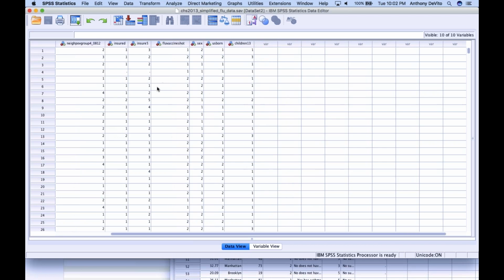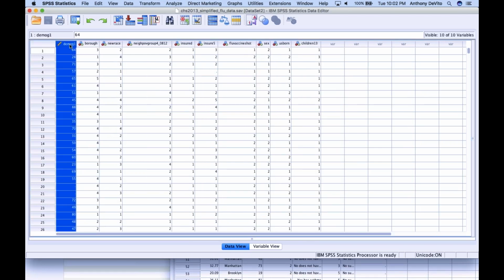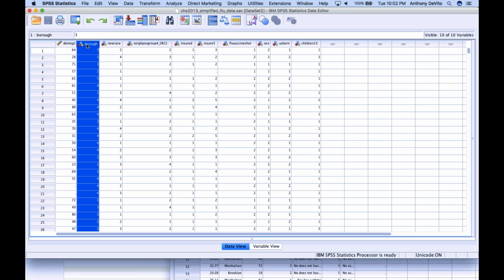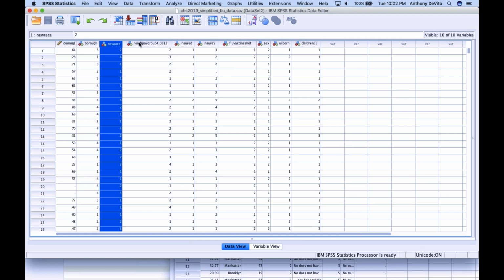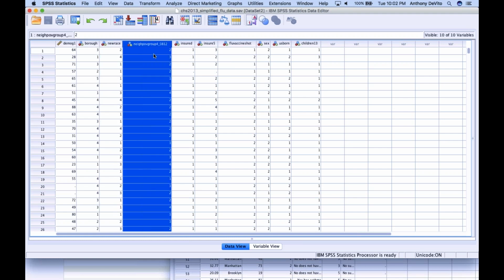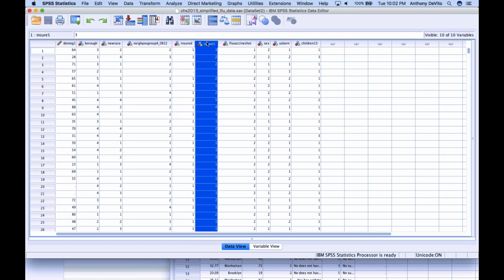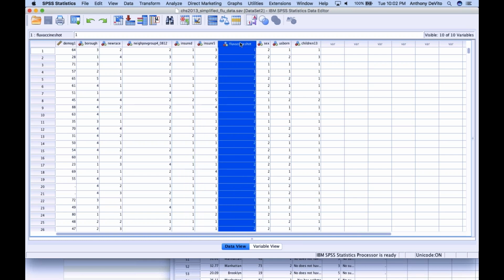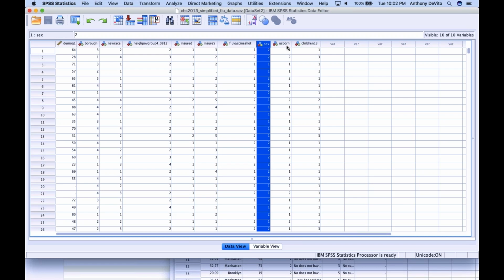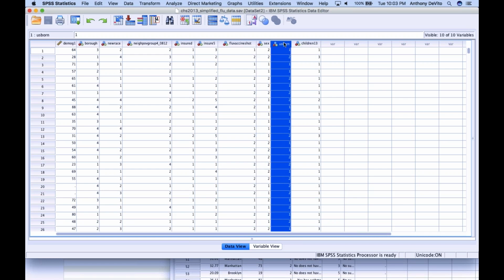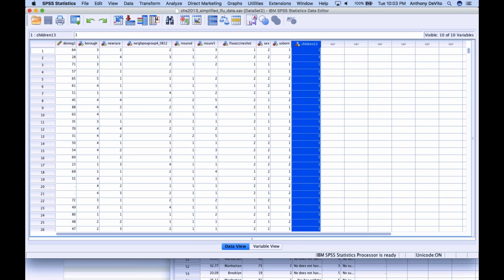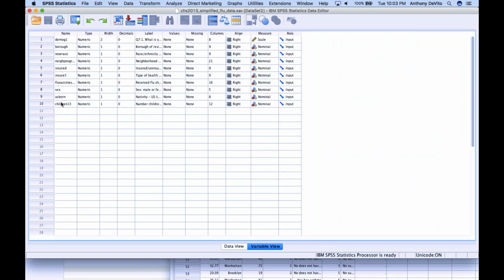Okay. And here are our variables. Demographic, we know that's age. Borough, we know that's the borough the person lives in. Race, neighborhood poverty group, insured or not insured, a different kind of insured. Flu vaccine, yes or no. Gender, nativity, U.S. born or not U.S. born. Number of children under 18 living in a household. Okay. In the variable view, you can see here are the variables that you have. It's been reduced to 10 variables. Some categorical variables, and one which is a scalar variable that happens to be age, as it turns out.